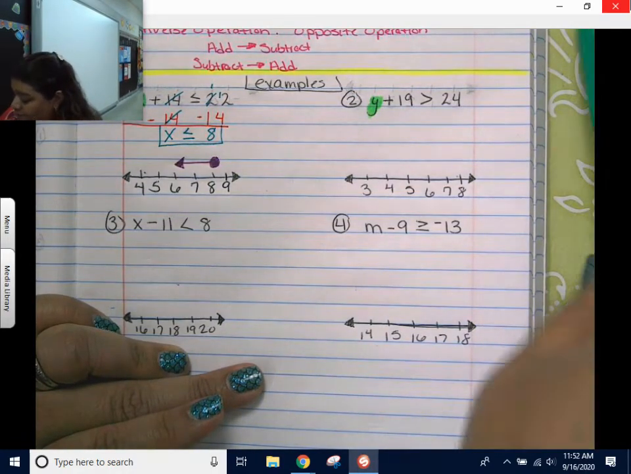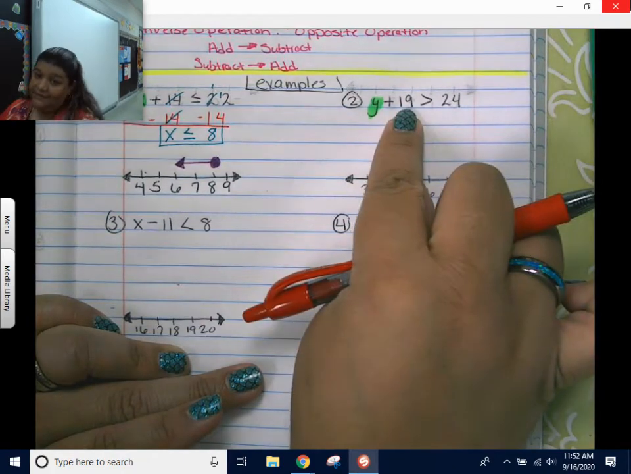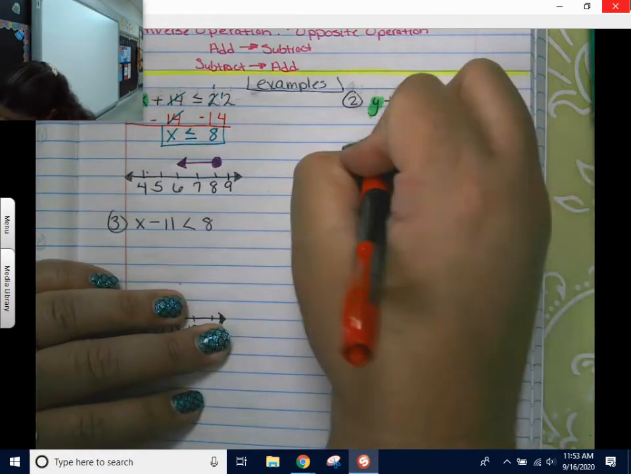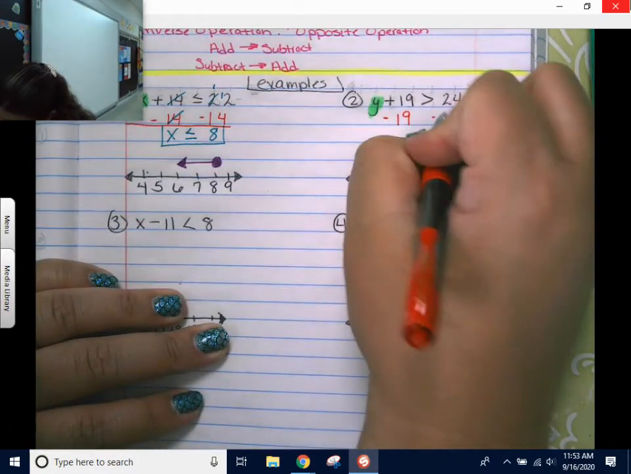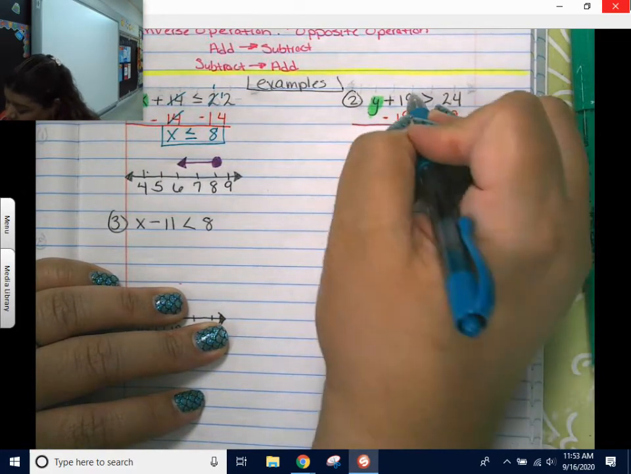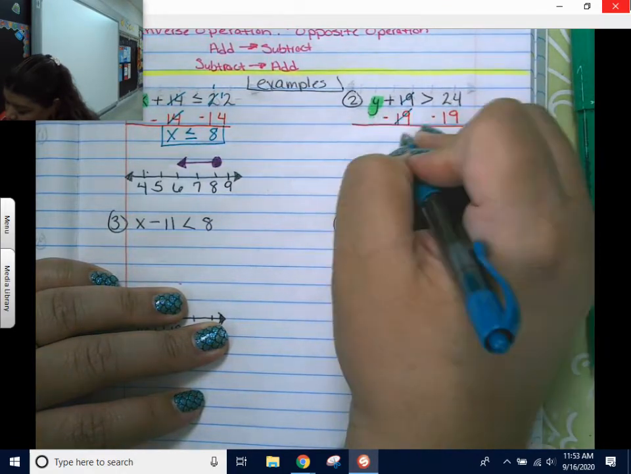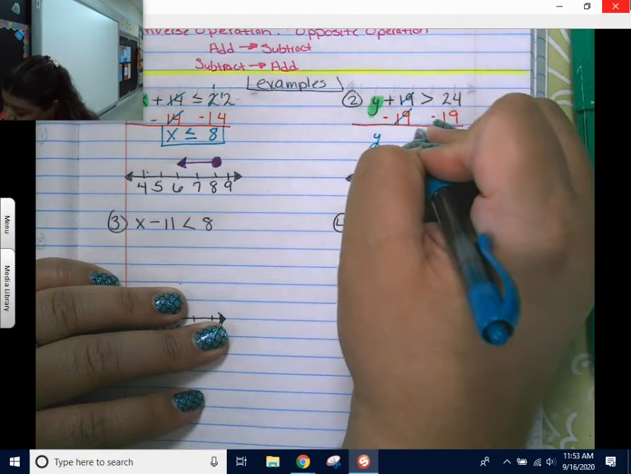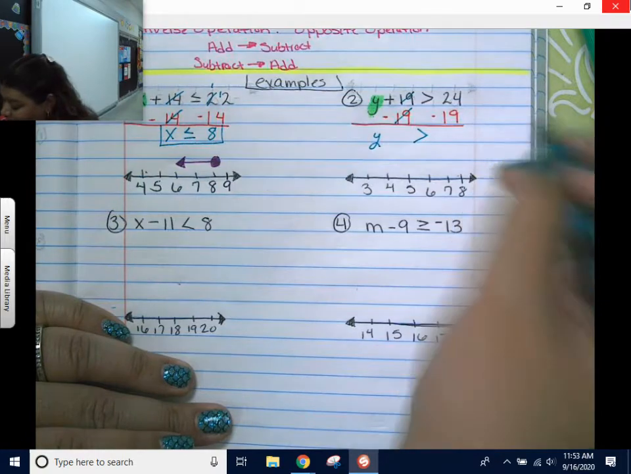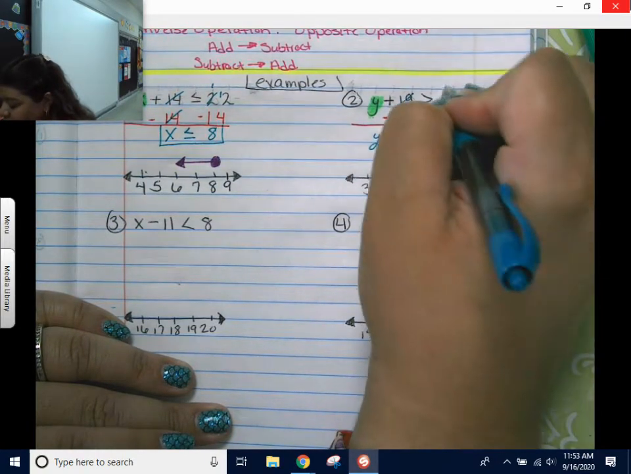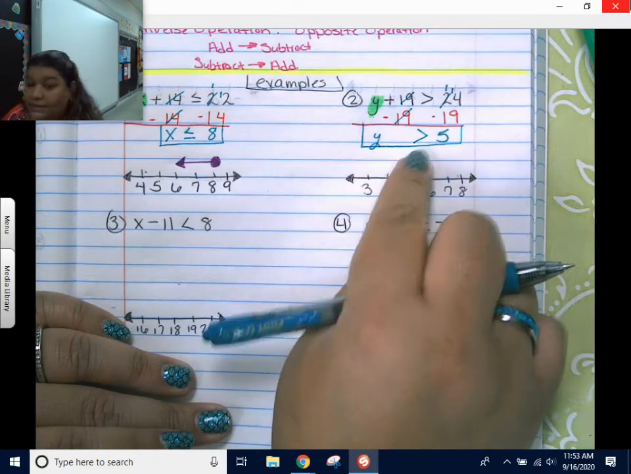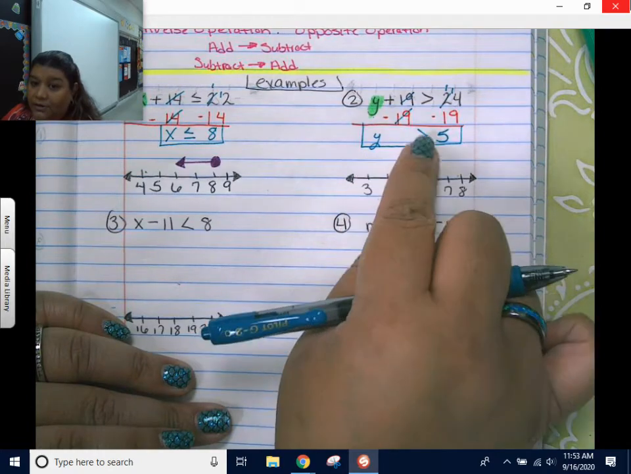Isolate the variable. That means I have to get rid of the 19. We do the opposite of adding 19. Subtract 19 from both sides. These cancel because 19 minus 19 is 0. So y comes down. Don't forget that symbol. It's not an equal sign anymore. It's an inequality, so always double check that, please. And then 24 minus 19 is 5. So my answers are going to be y is greater than 5.